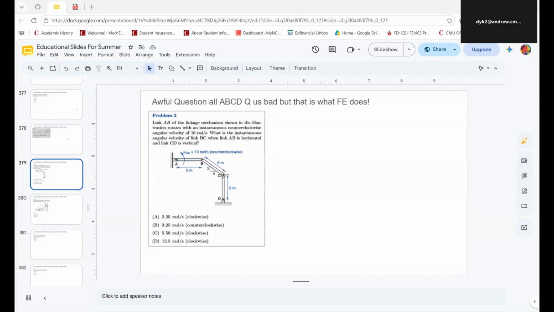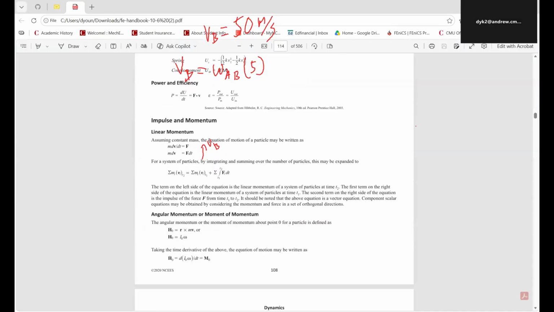But VB, on the other hand, definitely has something. Using omega AB multiplied by 5, which is R, equals VB. VB equals about 50 meters per second. That is clear. Now, the second thing we have to look at is, I need to find it first.